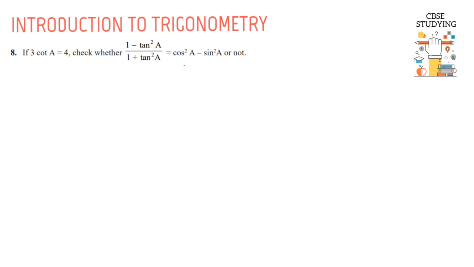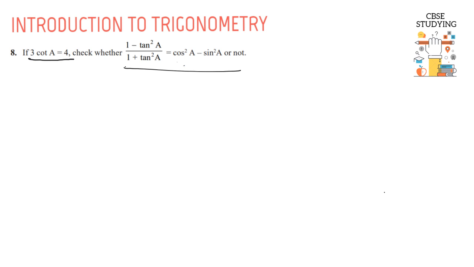Okay, next question. If 3 cot A is equal to 4, check whether 1 minus tan square A by 1 plus tan square A is equal to cos square A minus sin square A. Now you see how they're trying to build up the questions and they're complicating it little by little. Initially, they introduce you the concept of something like this in the previous questions, and they introduced you the concept of equations separately. Now they have combined both of them. So now it gets easier for you to apply them.